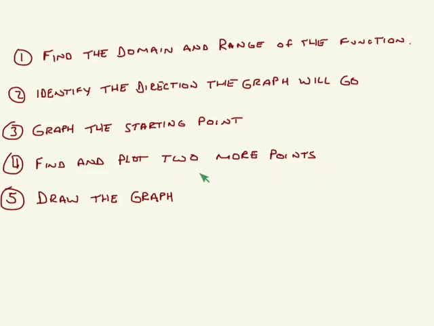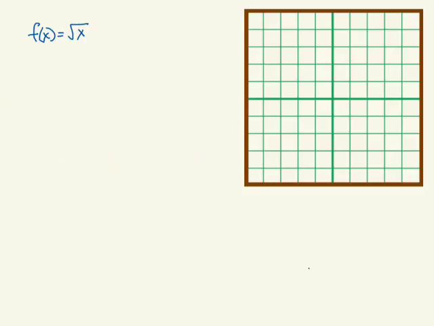Once we have those 2 points and we have plotted them, we are going to draw the rest of our graph. Most square root graphs look somewhat similar, so we're going to start by taking a look at a very simple square root function. Our first square root function is the function f of x equals the square root of x.